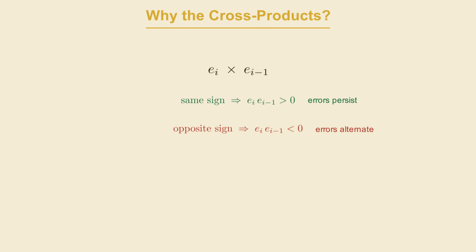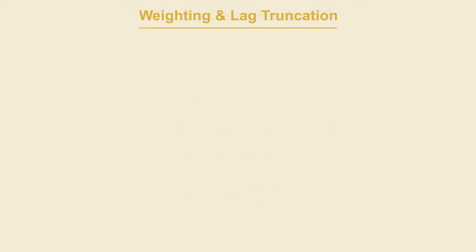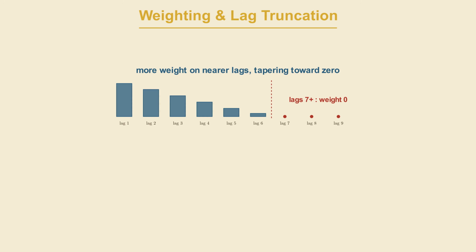And when there's no relationship at all, the signs are unrelated, and the positives and negatives are going to roughly cancel, and the products average out to about zero. So the average of those products is a direct readout of autocorrelation. Positive when the errors persist, negative when they alternate, and near zero when they're independent. That average is exactly the quantity that the ordinary standard error quietly assumes is zero. Newey-West stops assuming it, and it measures it from the residuals and adds it back in. It also doesn't just assume autocorrelation of just one lag. It's possible to be autocorrelated across multiple lags. In fact, Newey-West puts more weight on the closer lags and tapers down towards zero for the farther away ones.